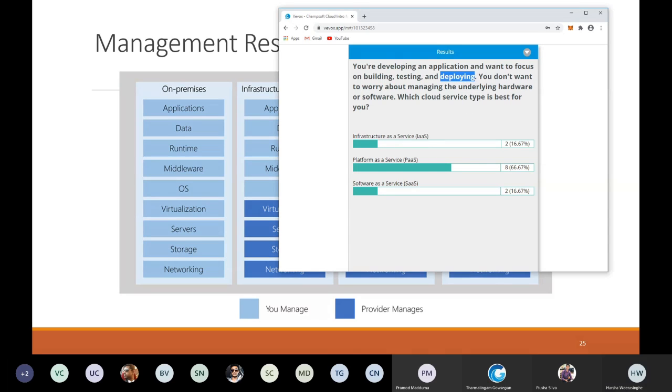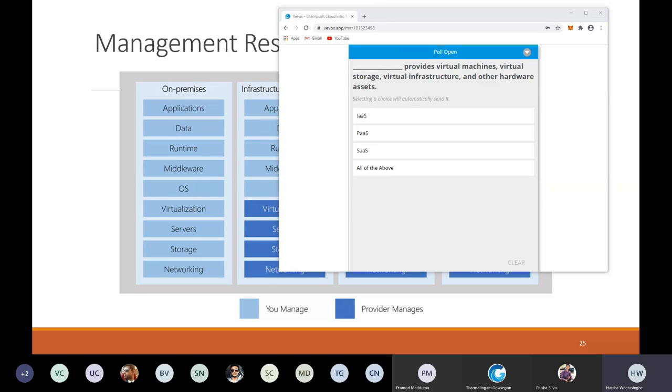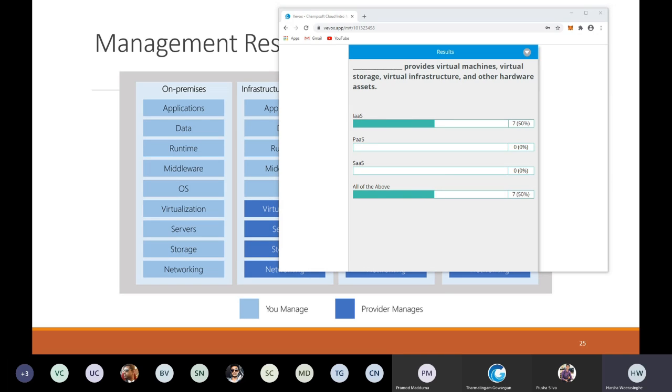If you go to the next question, it's asking: something provides virtual machines, virtual storage, virtual infrastructure, and other hardware assets. Is it IaaS, PaaS, SaaS, or all the above? I have an issue there. It's going 50-50, but the correct answer is IaaS. Please drop me a message if you have any issues with this question. Only infrastructure as a service provides us virtual machines, virtual storage and virtual infrastructure. All these three are given by IaaS.